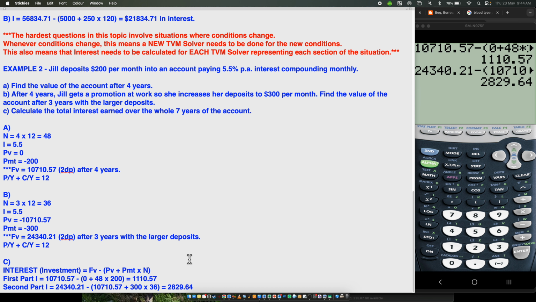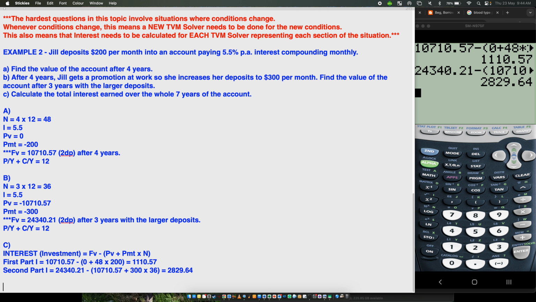Do those two separate answers answer the question for C? What do I need to do with those two numbers to get the answer to C? Good. So, total interest in dollars, that is that.